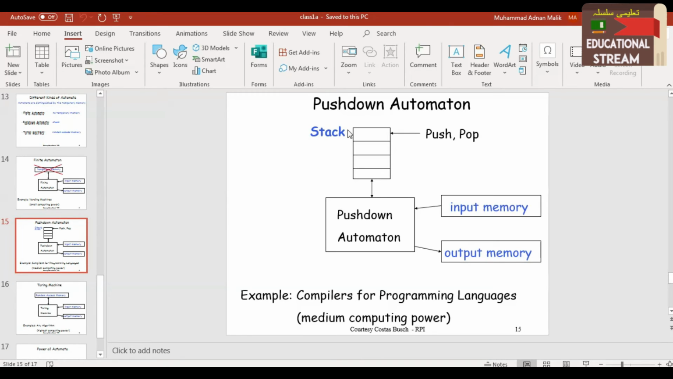Next one is pushdown automata. You will have a stack. You know that you can perform push and pop operations here. For example, compilers for programming languages, so it has medium computing power. Either you will perform a push operation or you will perform a pop operation at a time.